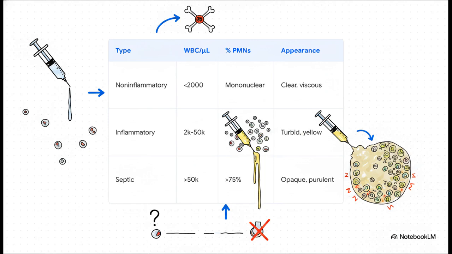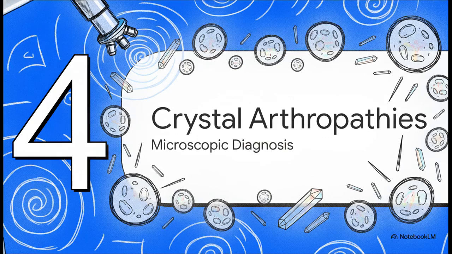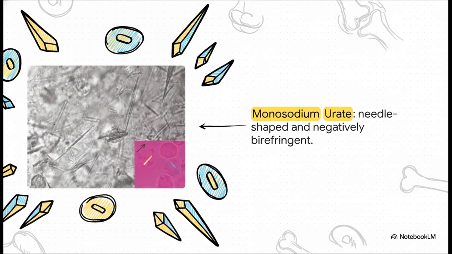Now, if that fluid is opaque and purulent, with a white blood cell count over 50,000 and a massive predominance of PMNs over 75%, you are dealing with a septic joint until proven otherwise. Section 4. Identifying microscopic crystal arthropathies. Okay, what if the white blood cell count points to massive inflammation, but there are no bacteria?